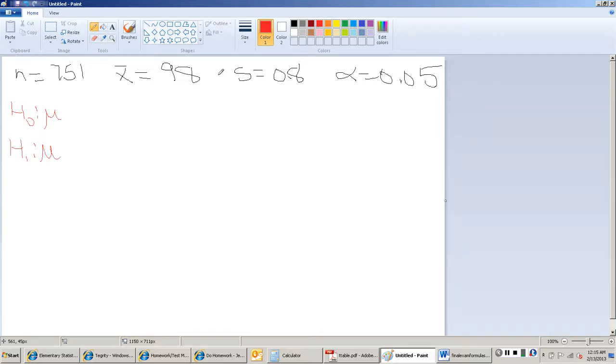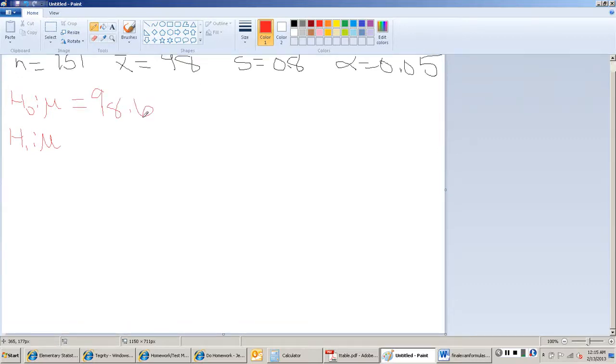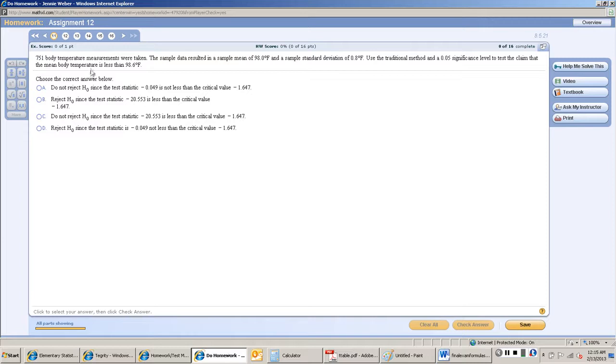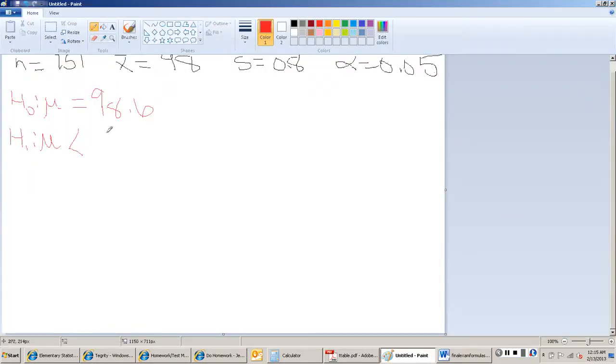If you only know the sample standard deviation, you use the t. And obviously, real life, you're not going to know the population standard deviation. And in all our projects, if you decide to do the null hypothesis test and part 5, you will be using the t-test. And we have an alpha of 0.05. Now, our null hypothesis is always what we're testing. So in this case, mu equals 98.6. And then if we look at this question, the mean population is less than. So this is less than 98.6.